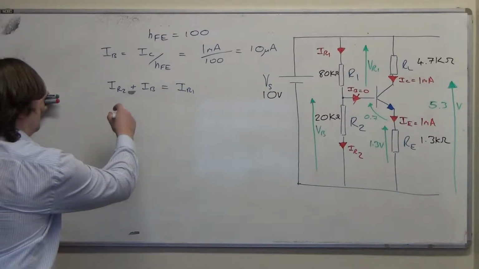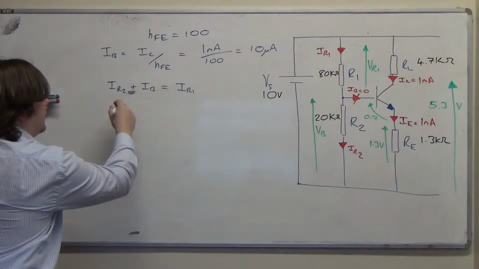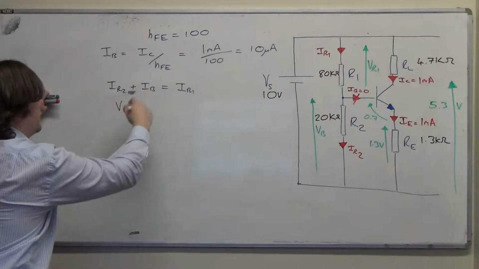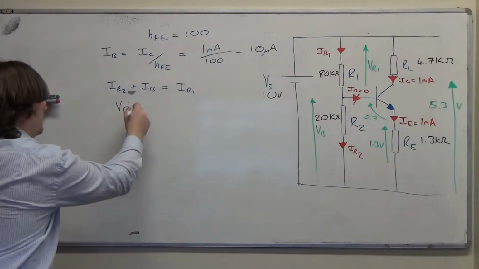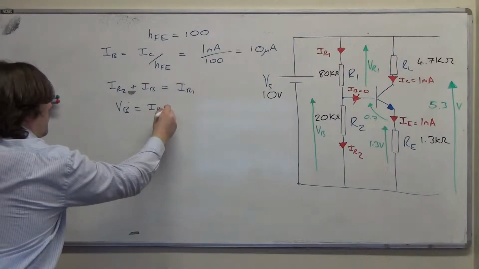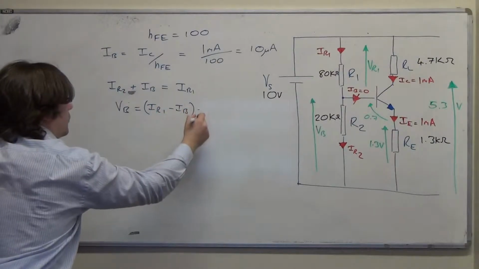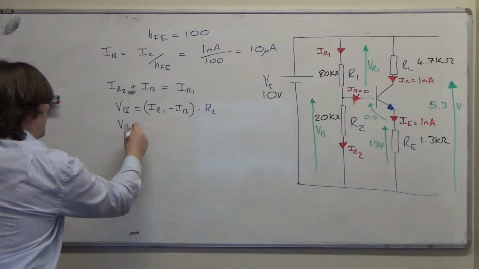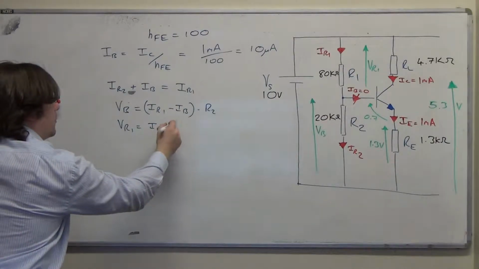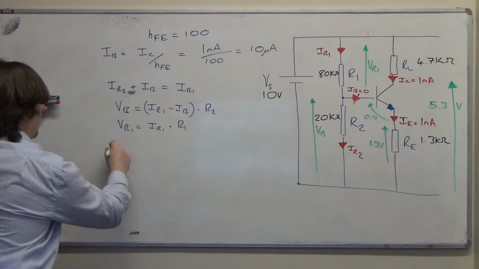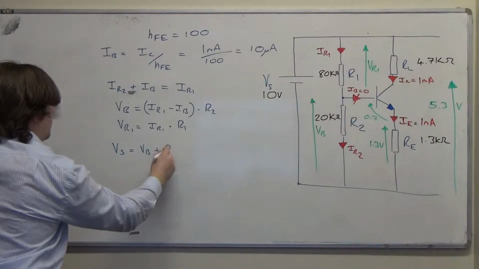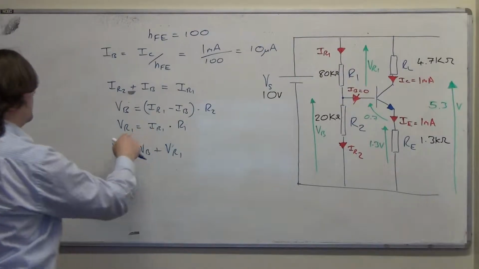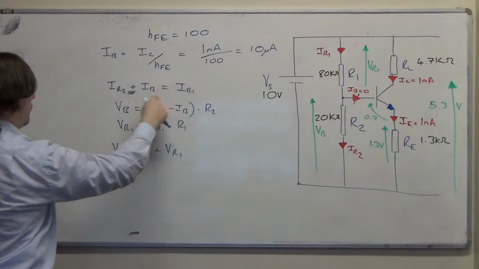We can rearrange this, and write another equation. VB is IR1 minus IB times R2, and we can say that VR1 is equal to IR1 times R1, and that VS is equal to VB plus VR1. So we've eliminated IR2 essentially by rearranging this equation here.